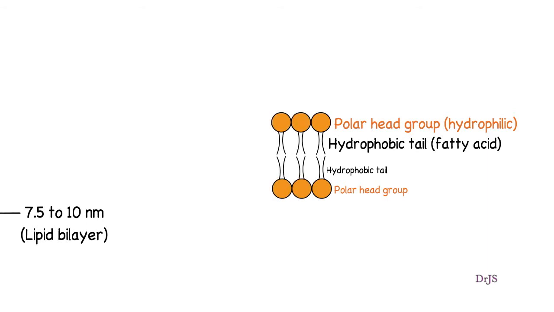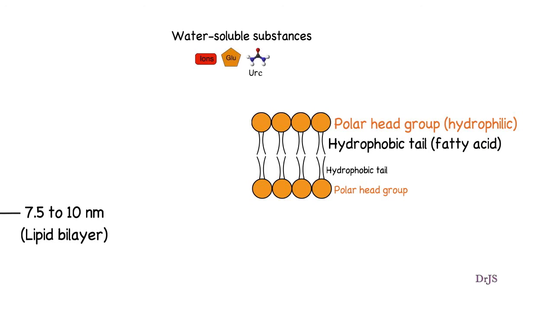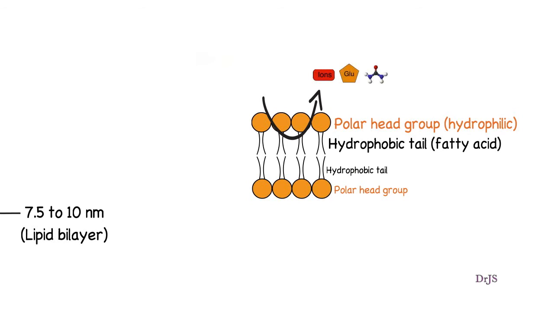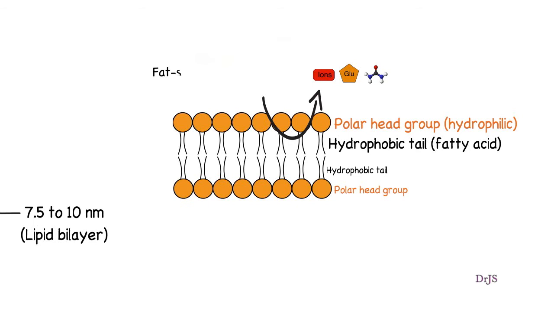The lipid layer in the middle of the membrane is impermeable to the usual water-soluble substances, like ions, glucose, and urea. Conversely, fat-soluble substances, such as oxygen, carbon dioxide, and alcohol, can penetrate this portion of the membrane with ease.